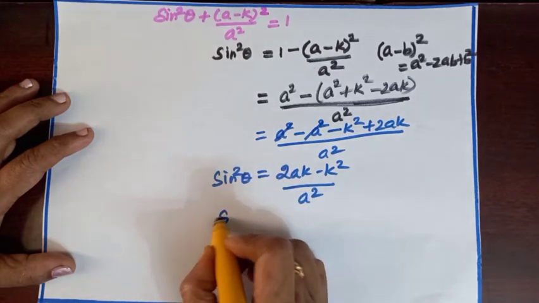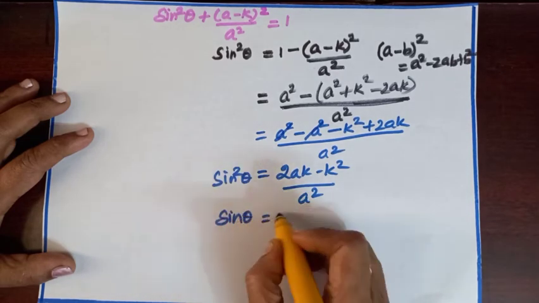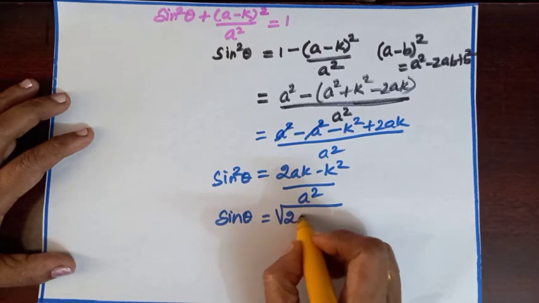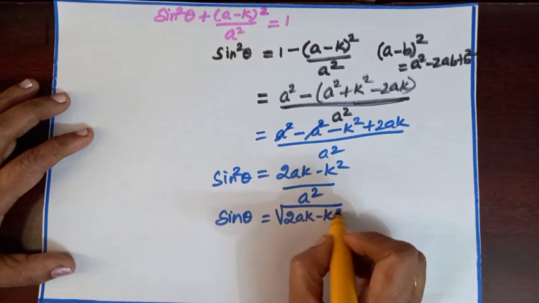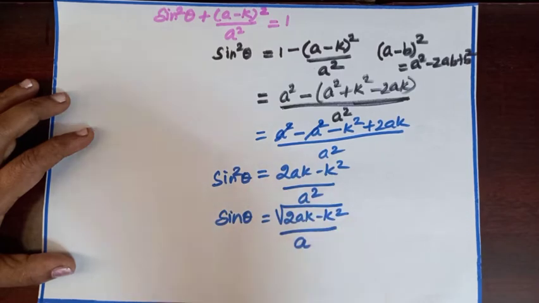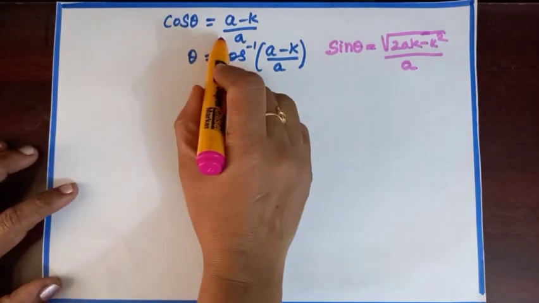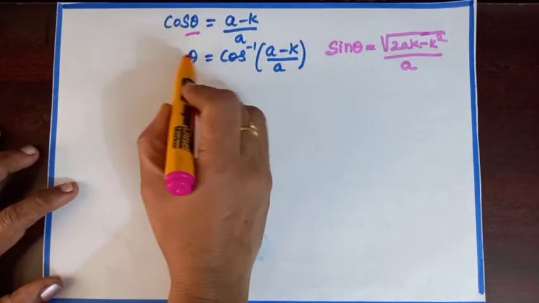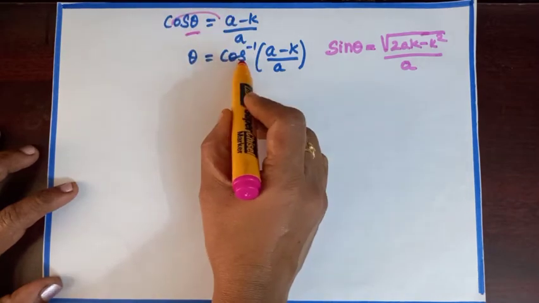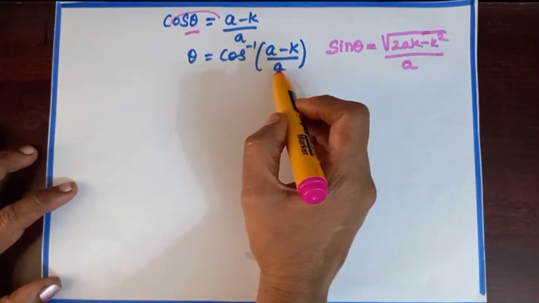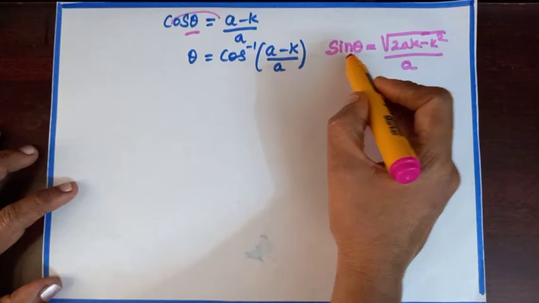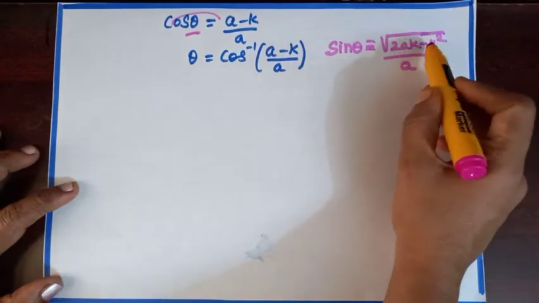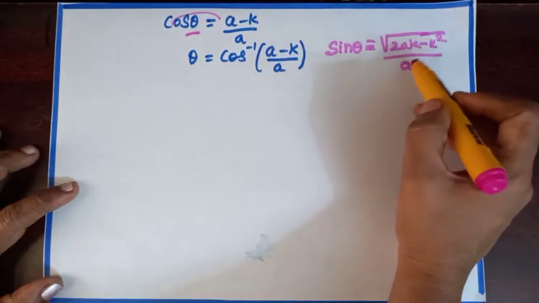Now I am going to find only sin theta. Sin theta equal to root of 2ak minus k square by a. Cos theta equal to a minus k by a. Now I am going to find only theta. Theta equal to cos inverse of a minus k by a. We already found the sin theta value. Sin theta equal to root of 2ak minus k square by a.